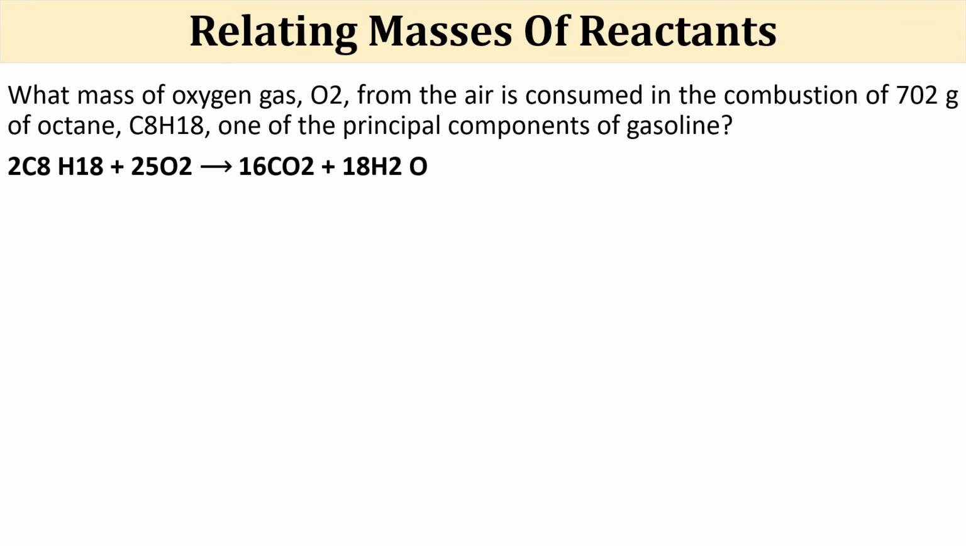Relating masses of reactant. What mass of oxygen gas, O2, from the air is consumed in the combustion of 702 grams of octane, C8H18, one of the principal components of gasoline? So they are asking you to calculate the mass of oxygen if 702 grams of octane is used in combustion.